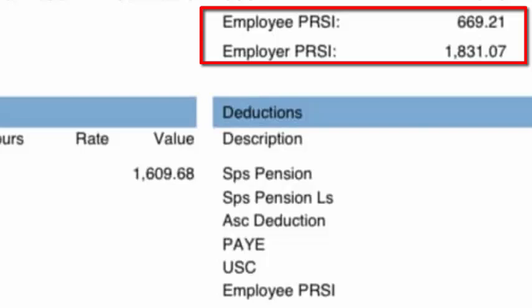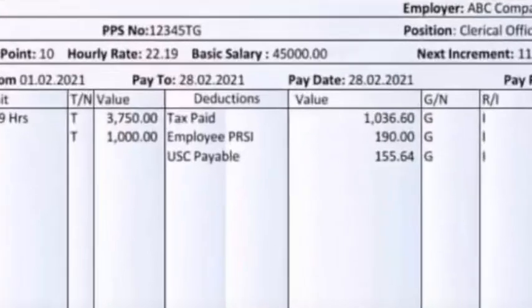Most employers and employees between the ages of 16 and pensionable age, currently 66 years, pay social insurance PRSI contributions into the National Social Insurance Fund. The Social Insurance Fund consists of money collected from people in employment. This money is then used to fund social insurance benefits.